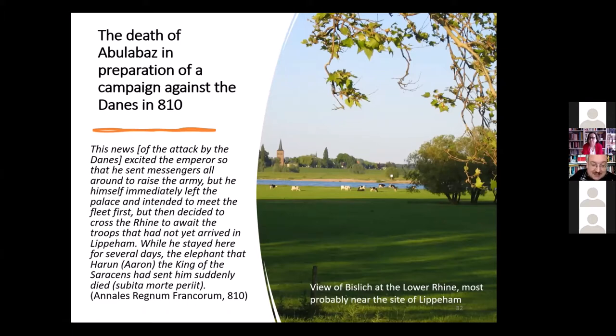Unfortunately, the elephant died then at a military camp near Lippeham at the Rhine. Suddenly, as we learn, the elephant that Harun had sent to Charlemagne died in 810. And here you see a visualization of this nice site of Lippeham, modern day Bislich, at the Lower Rhine.